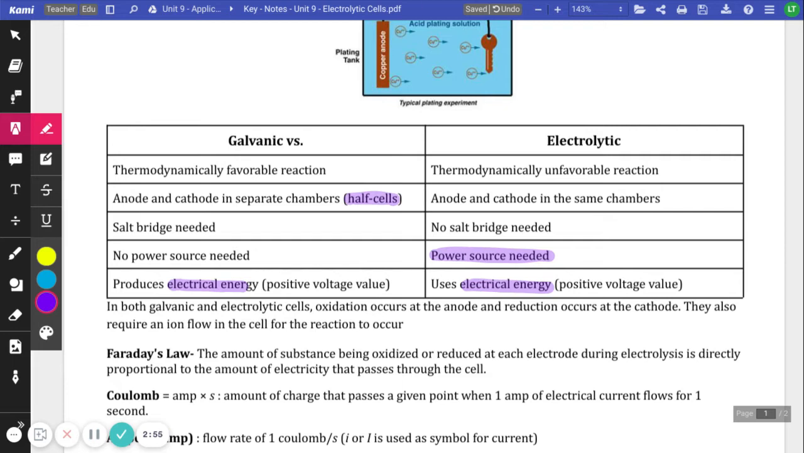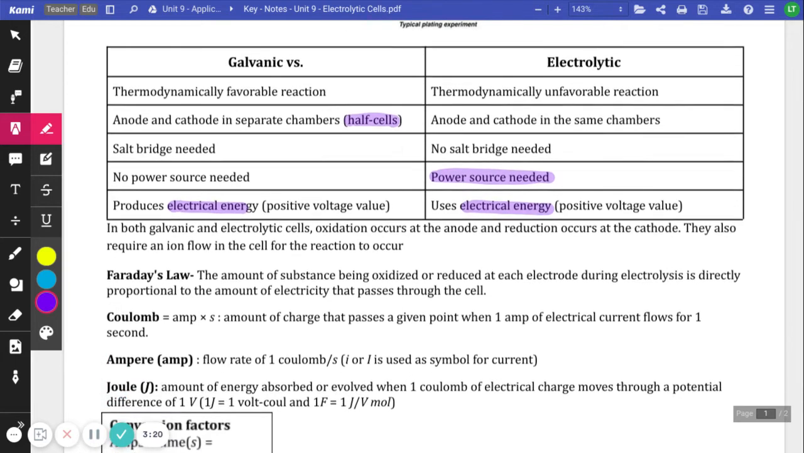So those could be things that you potentially see if a test question shows you a diagram. Looking for these differences could help us figure out, is this electrolytic or galvanic? Specifically looking for that power source and the electrodes being in the same chamber is going to be a really good clue that an electrolytic reaction is going on instead of a galvanic reaction.